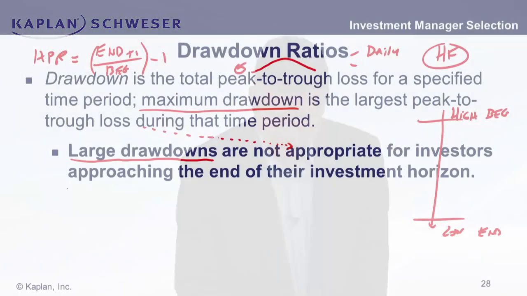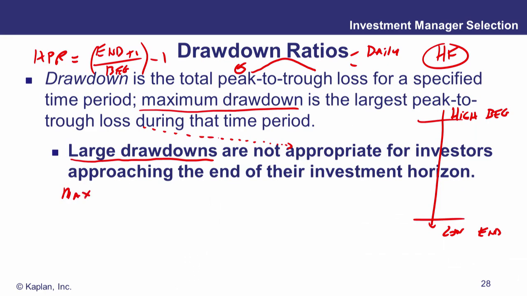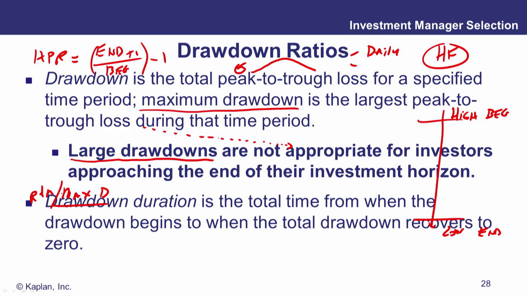Other thing you might want to think about here under drawdown ratio, think of it more as a ratio. You might have the maximum drawdown here, for example, and then compare that with return. Return over the maximum drawdown, having more of a risk-adjusted return, if you like. Now, drawdown duration is the total time from when the drawdown begins to when the drawdown recovers.